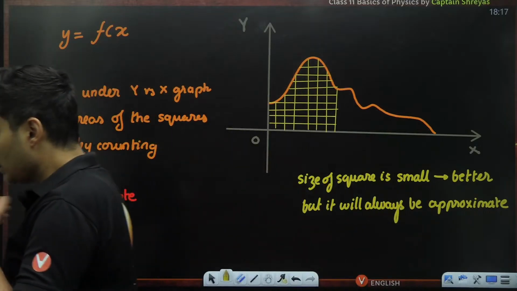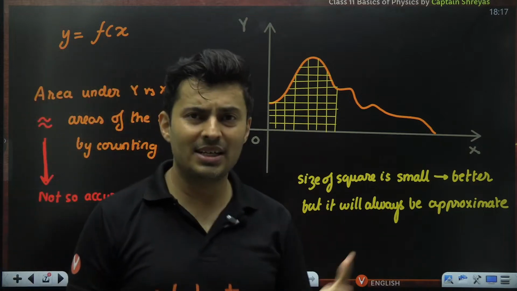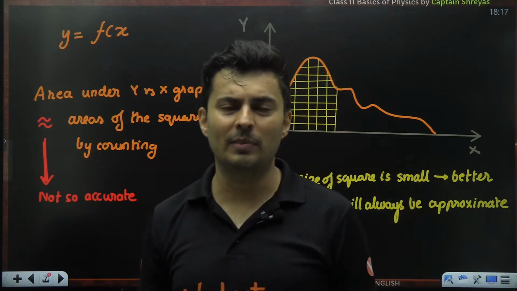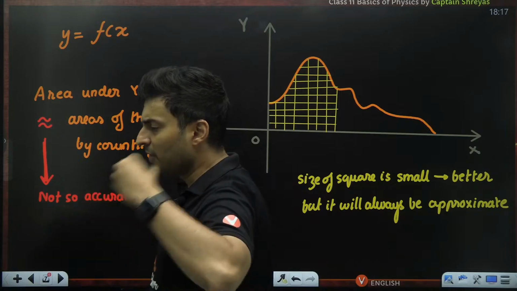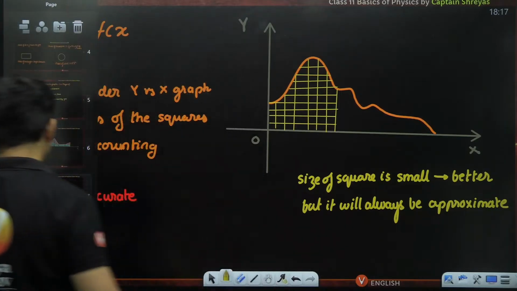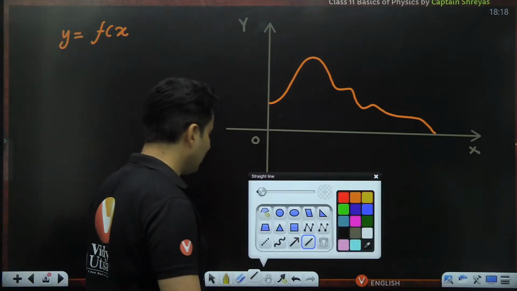So now, do we have some way to measure this area exactly without any kind of approximation? Very close to the answer. Can we get to the exact answer somehow? The answer to that is yes. But how do we do that? So the idea comes like this.